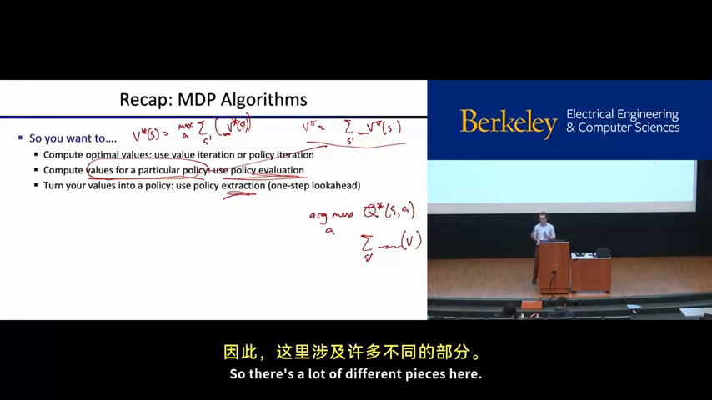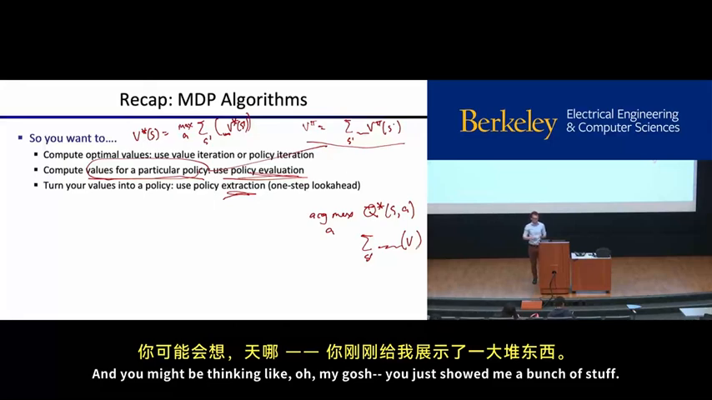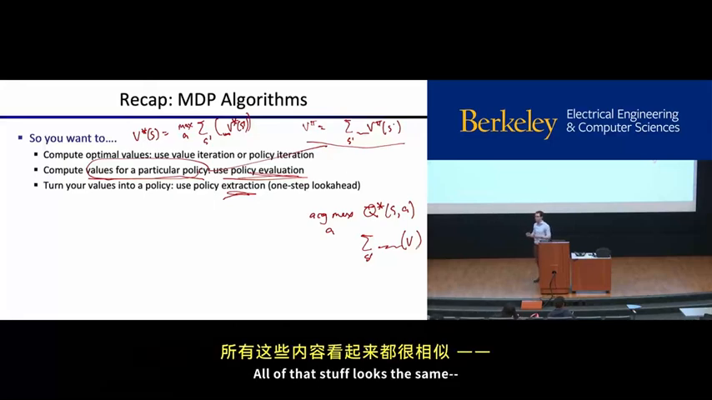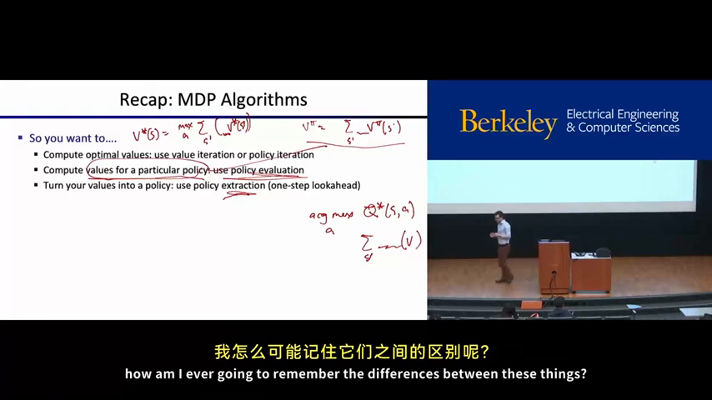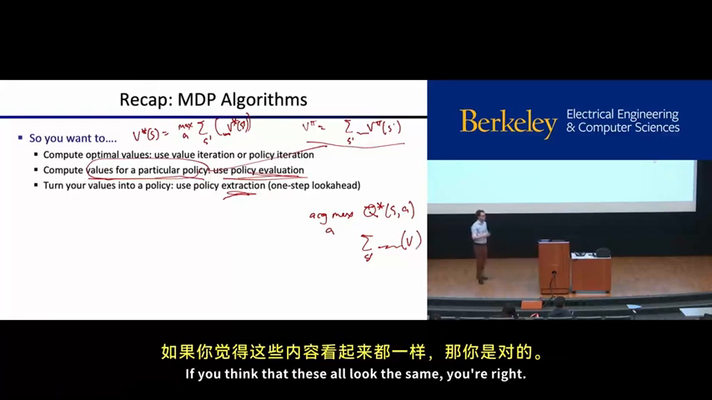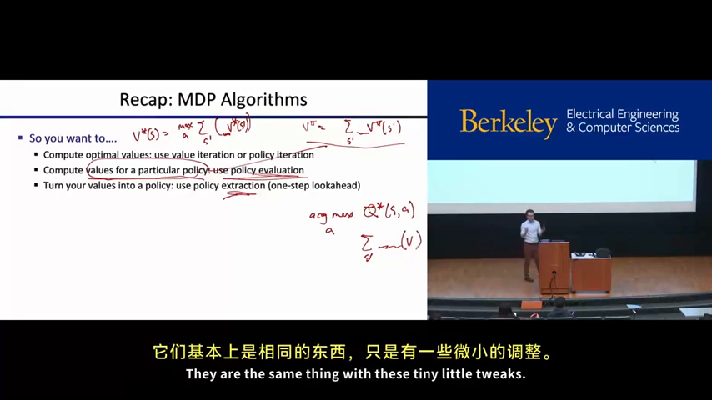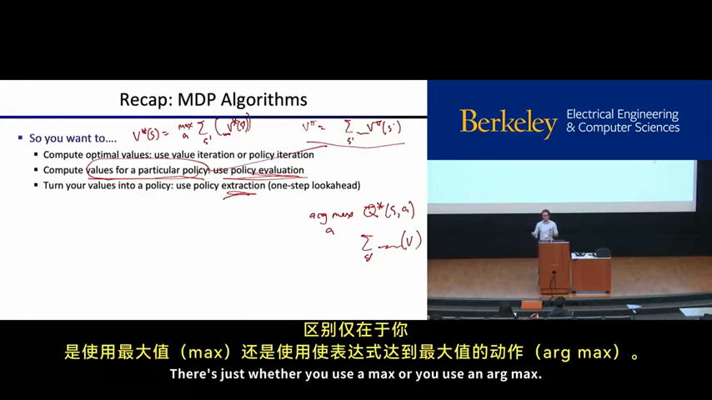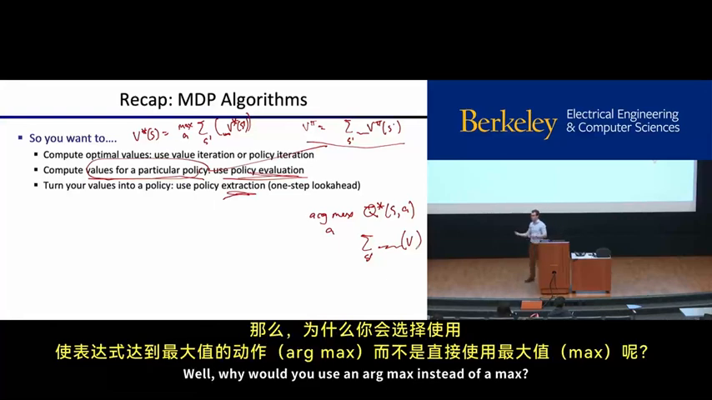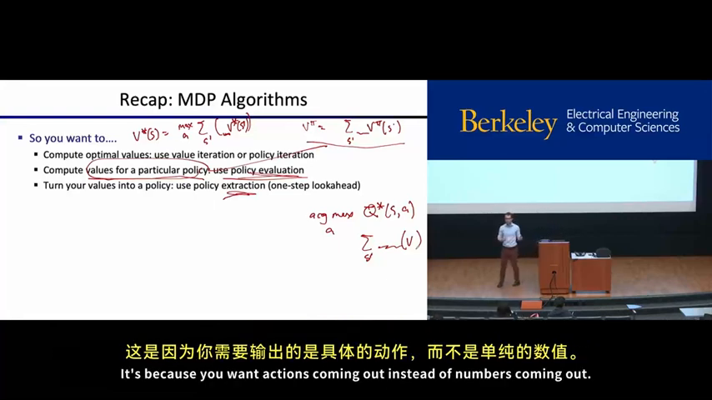So there's a lot of different pieces here, and you might be thinking, oh my gosh, you just showed me a bunch of stuff. All of that stuff looks the same. How am I ever going to remember the differences between these things? If you think that these all look the same, you're right. They are the same thing with these tiny little tweaks. There's just whether you use a max or an argmax. Why would you use an argmax instead of a max? It's because you want actions coming out instead of numbers coming out.